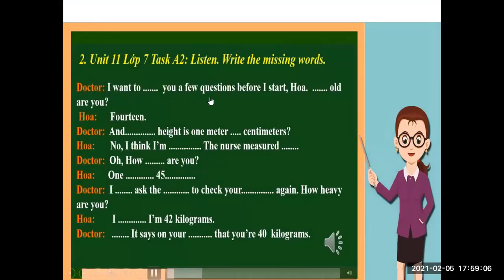I want to ask you a few questions before I start, Hua. How old are you? 14. And your height is 1 meter 50 centimeters? No, I think I'm shorter. The nurse measured me. Oh, how tall are you? 1 meter 45 centimeters. I will ask the nurse to check your height again. How heavy are you? I think I'm 32 kilos. No, it says on your form that you're 30 kilos.